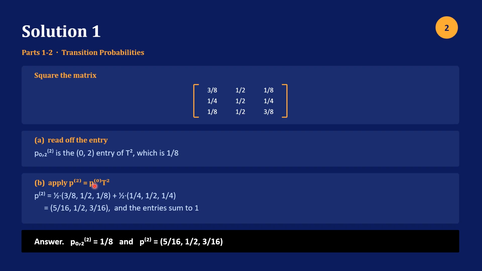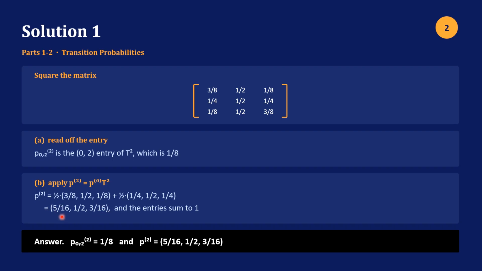Then to find the distribution after 2 steps, we need to multiply the initial probability distribution, P0, that we were given, times this here. So I did that. I multiplied it out, and the third component of P0 was 0, so that's why there's only 2 row multiplications here. And then you just sum that up and you get this here.